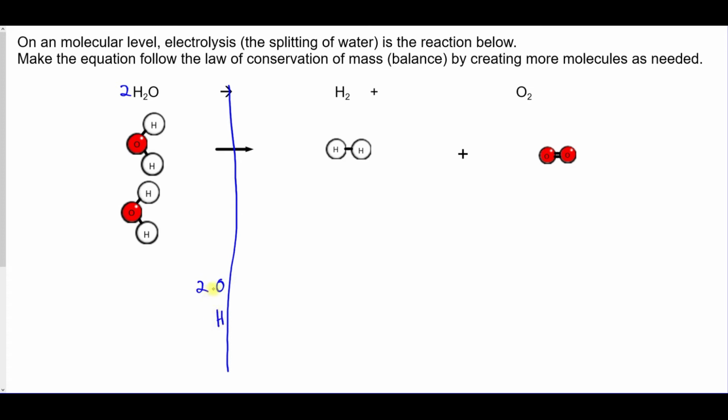So I have 2 here, and now I have 2 here, but I have 4 hydrogens and only 2 hydrogens on my product side. I have to remember to put the 2 in front of there to represent the 2 molecules, and now my equation is balanced.